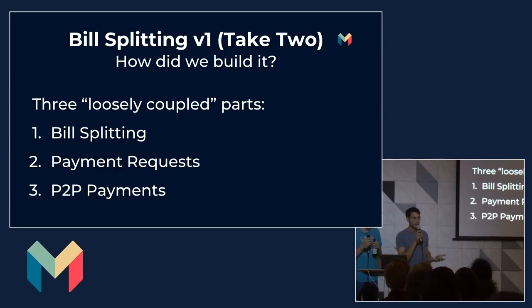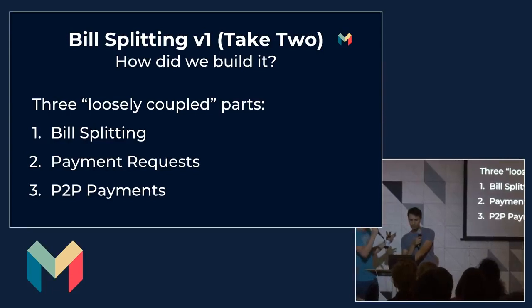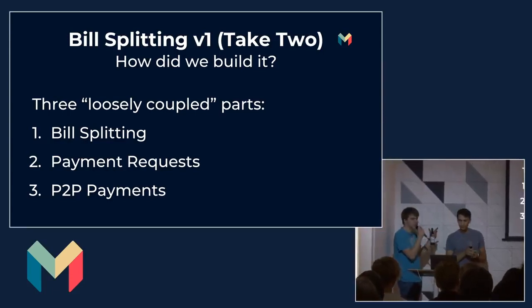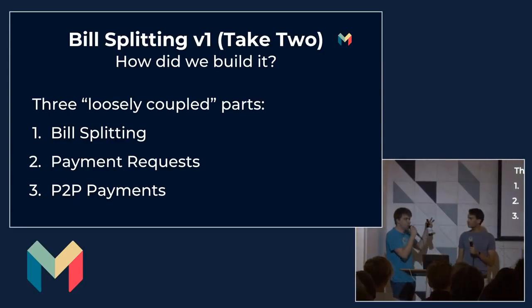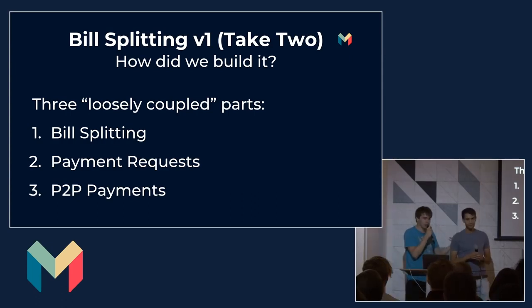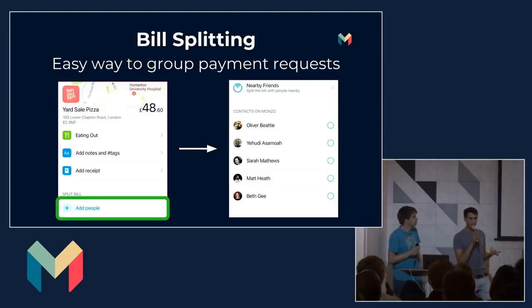And the third part, obviously, is the actual Monzo to Monzo payments that you've been probably using since Monzo started. So it took us a while to realize that these were different things: bill splitting is different from a payment request. Bill splitting is just a way of saying, I want to make several payment requests, and it also lets you keep track of those things. So it took us a while to work out these were separate domain objects in our system. Exactly. So we built them as separate things.